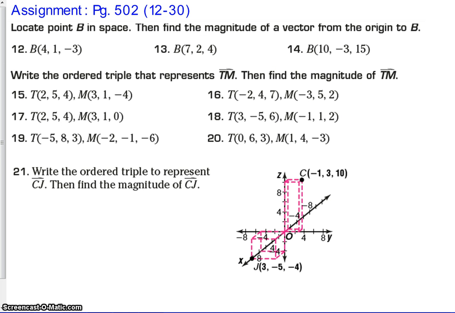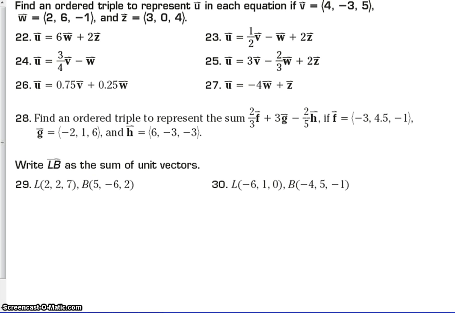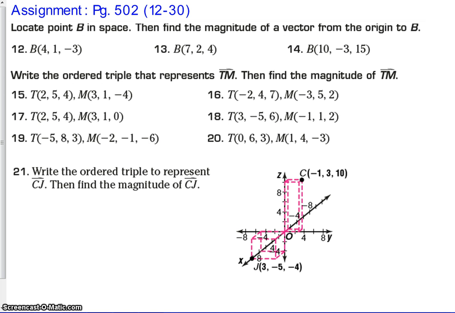What I want you to work on here, and the assignment for my traditional classes, is 12 through 30 on page 502. There's page 502, and then this is like the second part of it. If you're in the hybrid class, I just want you to continue working on the packet. Maybe look at a few of these examples in this section to make sure you're on track.